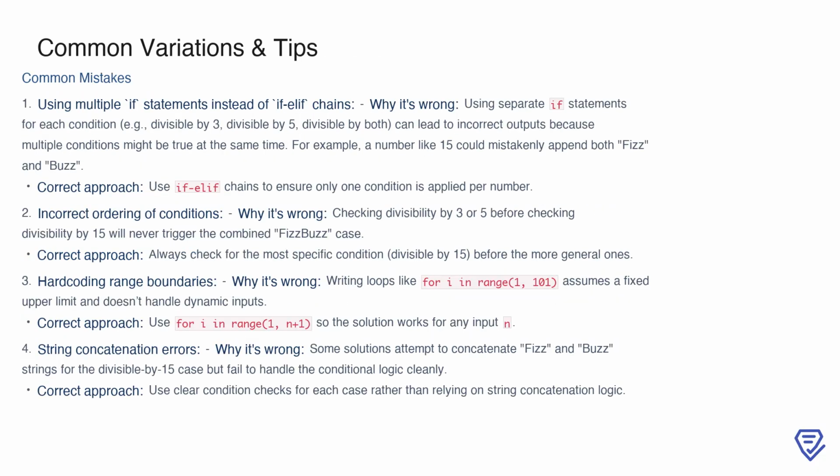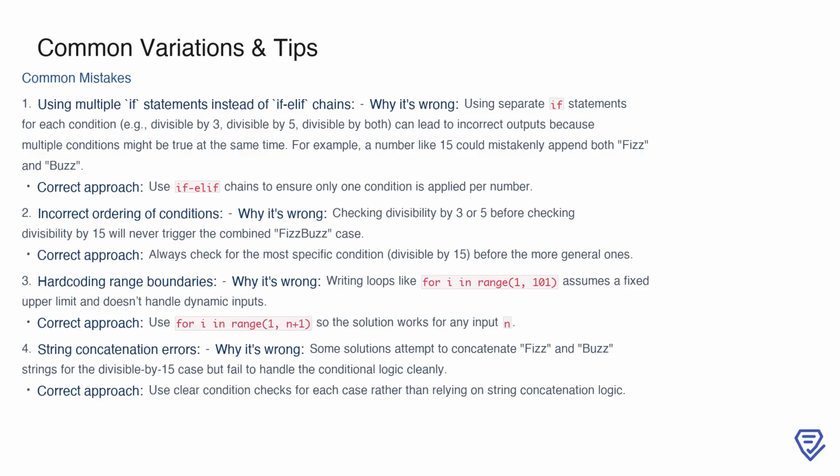When working on FizzBuzz, there are several common mistakes to avoid. First, using multiple if statements instead of an if-elif chain can cause issues. This happens because each if is evaluated independently, so a number like 15 might trigger both the Fizz and Buzz conditions, leading to incorrect results. Instead, an if-elif chain ensures that only one condition is applied per number, avoiding this overlap.